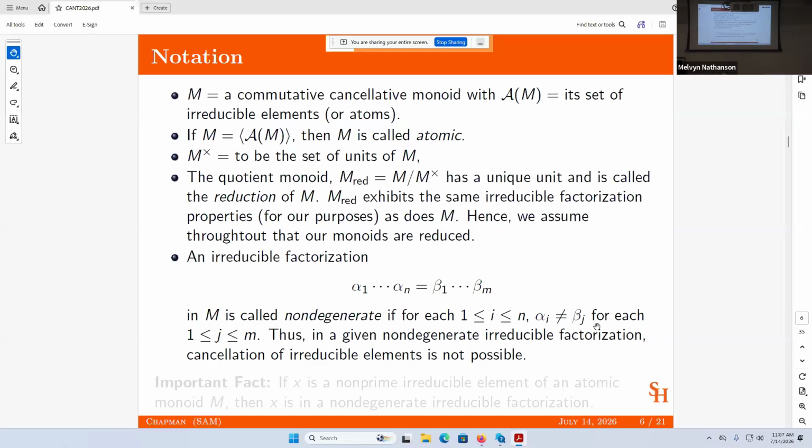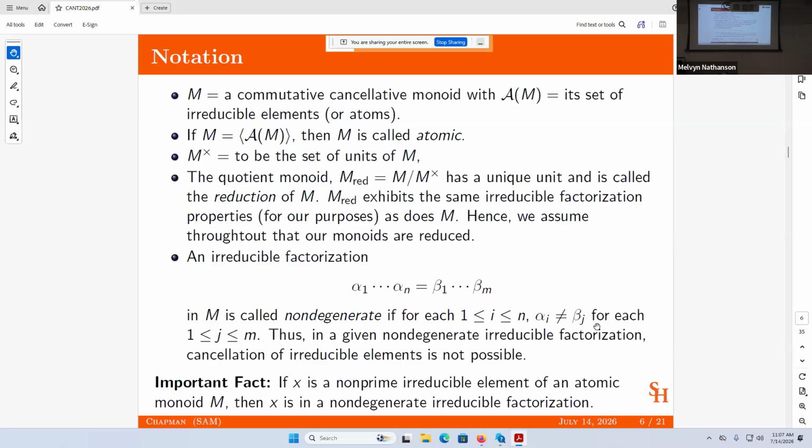Now, a factorization of irreducibles, let's say alpha 1 down to alpha n equals beta 1 to beta m, is called non-degenerate if you can't cancel. In other words, everything on the left does not appear on the right, either bluntly or via associate, and vice versa. So a non-degenerate factorization is one that can't be reduced any further through simple cancellation.